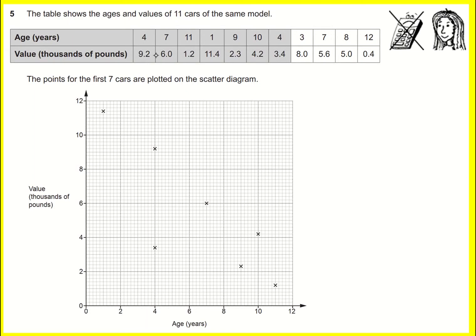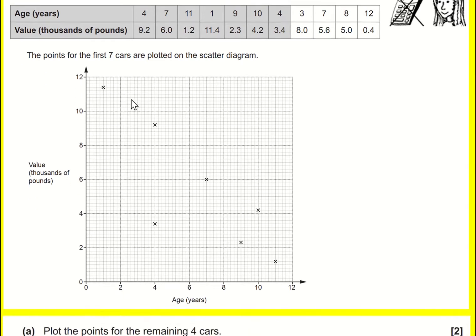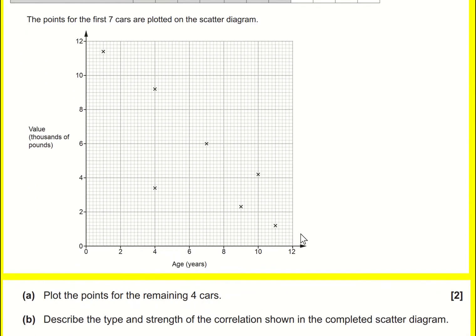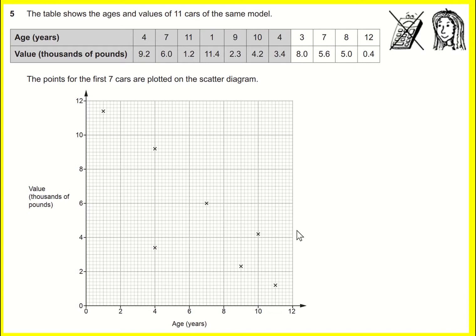We have data on 11 cars, their age against their value, and 7 have been plotted. The first question says, plot the points for the remaining 4 cars. So let's do this. 3 years is going to go against 8, like so. 7 years against 5.6. Each one of these little squares is going to be 0.2.